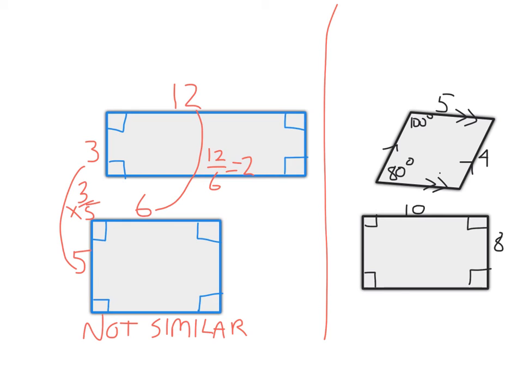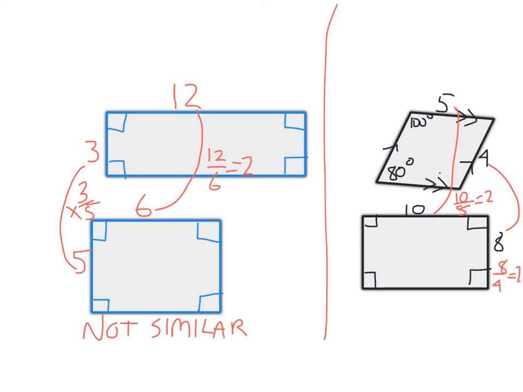So the sides are in proportion because the scale factor is consistent. The longer side here is double the longer side there. 10 over 5 is equal to 2. So that's the scale factor of those sides. The scale factor of these sides, 8 over 4, is also 2. The sides are in proportion because each side in the bigger shape is double its corresponding side in the smaller shape. So the second condition is satisfied, but the first is not. They don't have the same angles. Pairs of corresponding angles aren't equal. 90 degrees doesn't equal 100 degrees, 90 degrees doesn't equal 80 degrees.